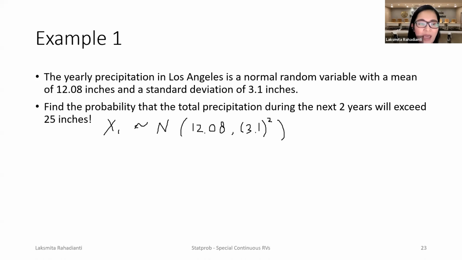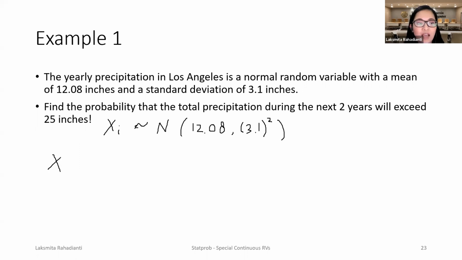So I'm going to add a little subscript here, xi. So I know at a year i, at any given year, it will follow a normal distribution as follows. And now we want to find the probability that the total precipitation, it's a summation, during the next 2 years will exceed 25 inches.